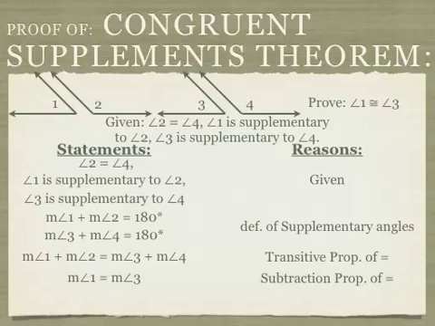I'm really, really close to proving that angle 1 is congruent to angle 3. I have angle 1 equal to angle 3 right now, but remember that doesn't work. I need to go ahead and set them congruent to each other. Because of the definition of congruent angles, I can do that. If two angles are equal, then they are congruent.